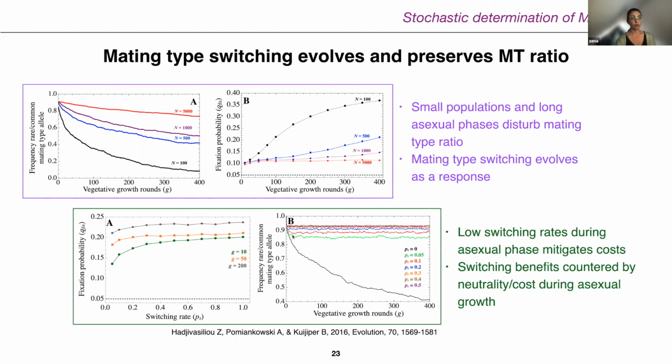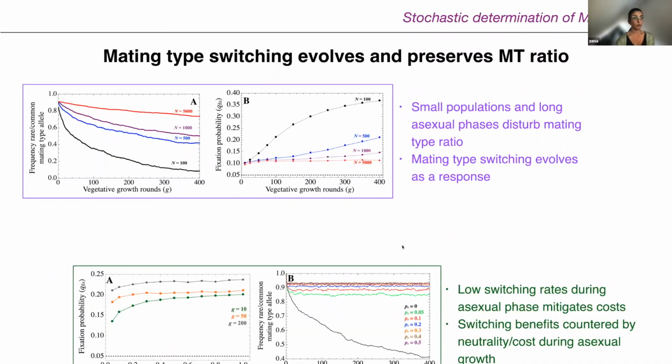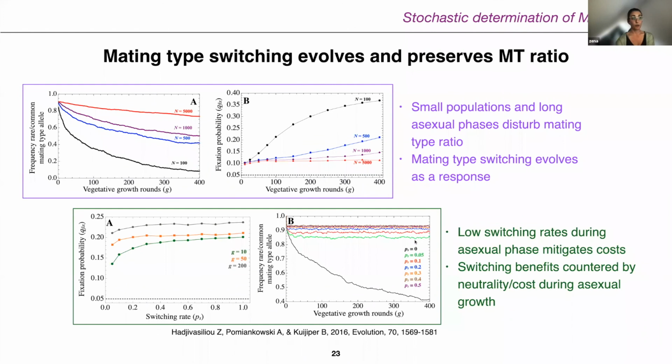So here you see the mating type ratio for a given number of vegetative growth rounds for 0 switching rate, and then for small incremental steps of increase in the switching rate. And you can see already a large improvement in the mating type ratio for a switching rate as small as 5%.